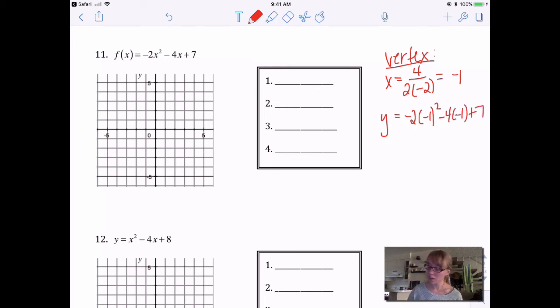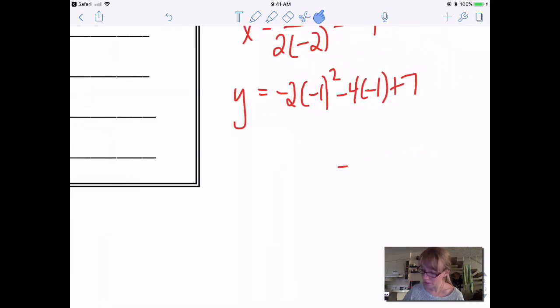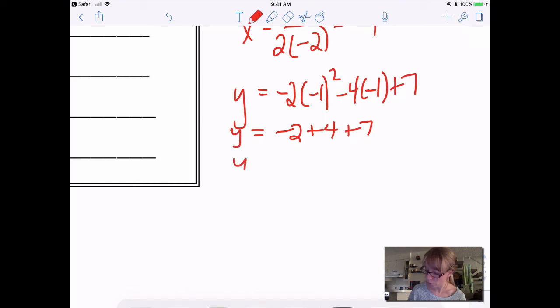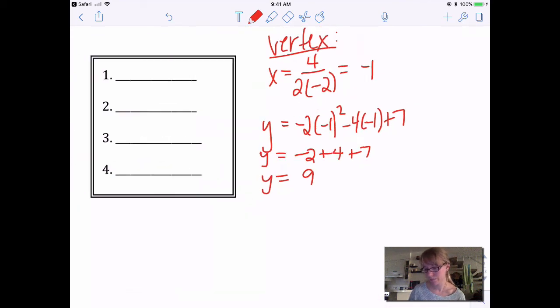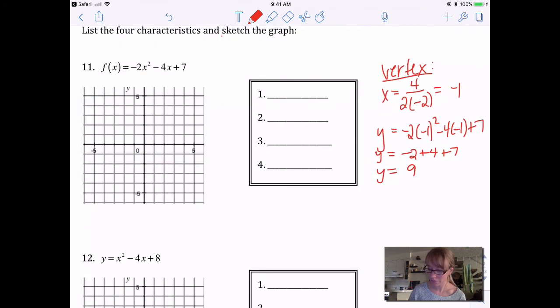So you can, again, plug that all in or kind of work it through. I get -2 plus 4 plus 7 is y, or y is equal to 9. So my vertex will be -1, 9. So if I actually go to graph this, I get -1 and then up 9. It's a little funny because these aren't the best graphs for such a large number.